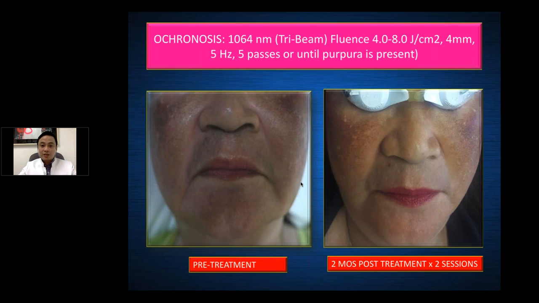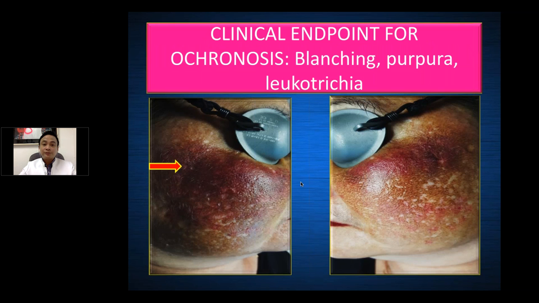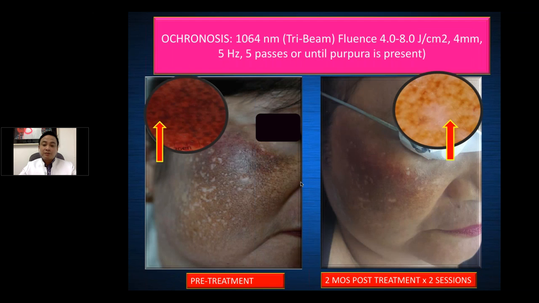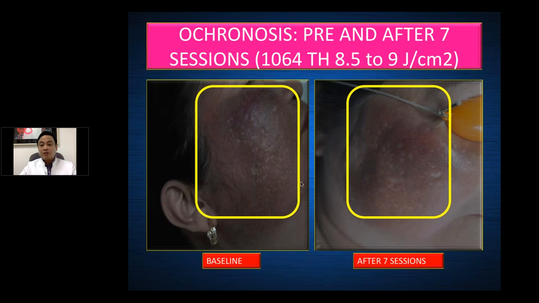Although I must say there is no complete clearance of the hydroquinone-induced ochronosis, but the patient has noticed, and I also noticed, significant improvement. So this was the patient 2 months post-treatment for 2 sessions. This is the endpoint, which is blanching purpura and leukotrichia. And this is the patient on the left at baseline, and on the right is the patient 2 months post-treatment after 2 sessions. And after 7 sessions, the patient was happy with like 30 to 40% reduction in pigmentation.